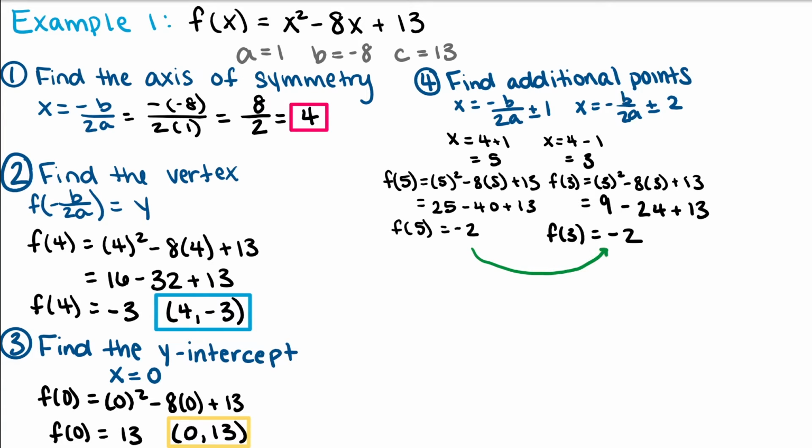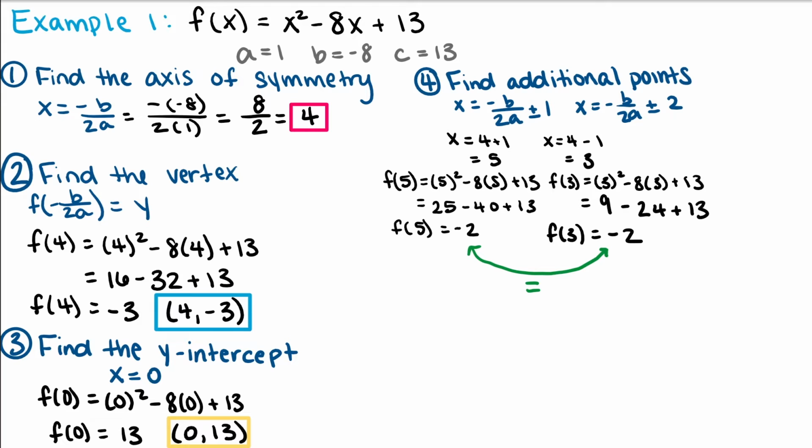Notice how at both 5 and 3, we get negative 2 as our answer. Remember, the first thing we find is our axis of symmetry. Because parabolas are symmetric, the value of y, 1 unit to the right of our vertex, is going to be exactly the same as 1 unit to our left.